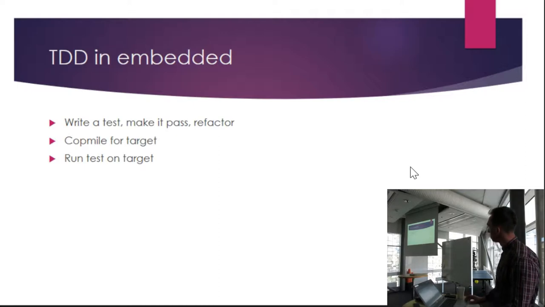So how to use TDD or continuous integration regarding unit tests in embedded systems. At first, it's a standard way: write a test, make it pass, so red, green, and then refactor the code. If we were talking about the desktop environment, we would just finish here, but we are in embedded, so the next thing is to compile with our toolchain for the target board, and then run those tests on target.